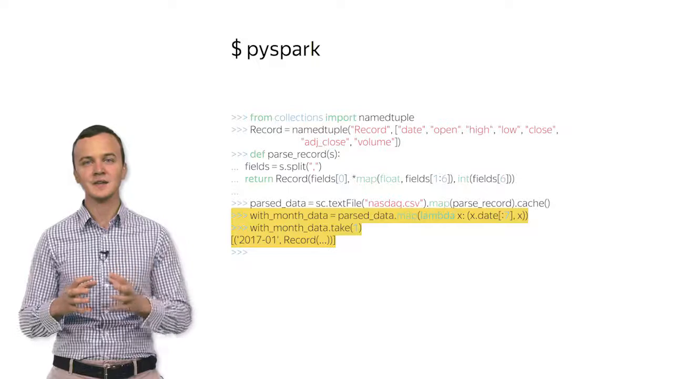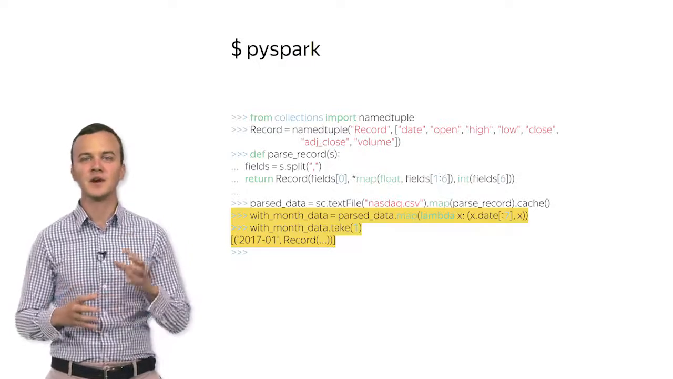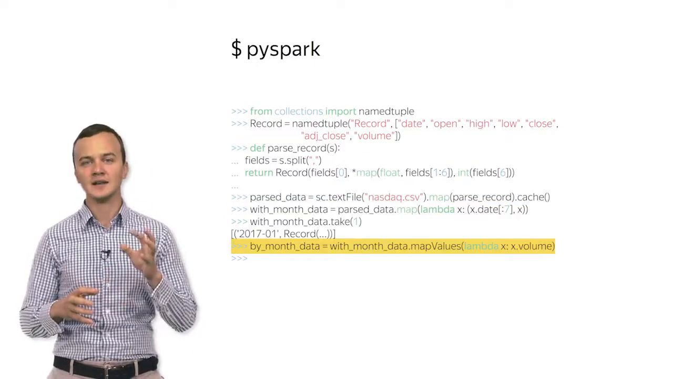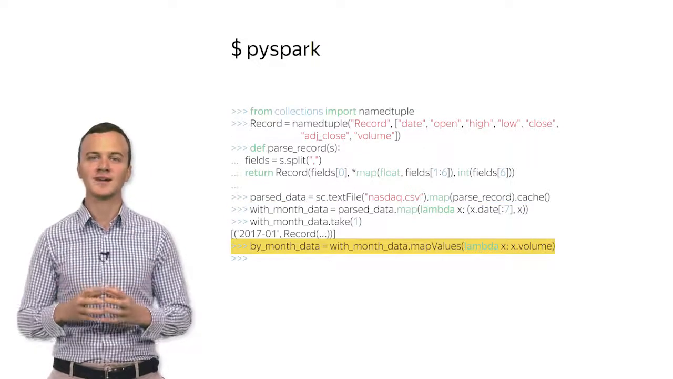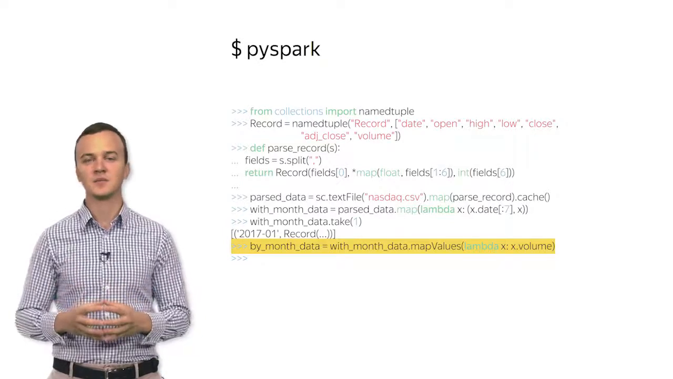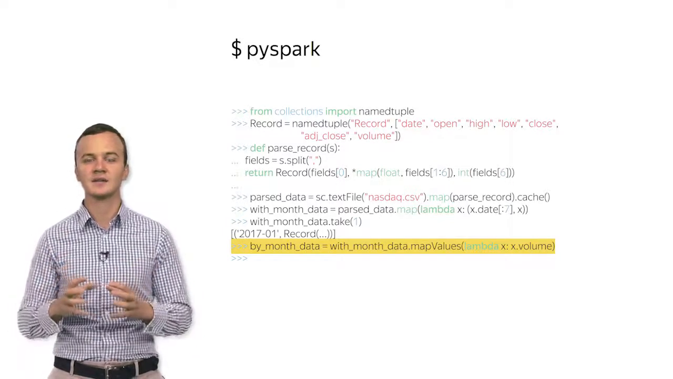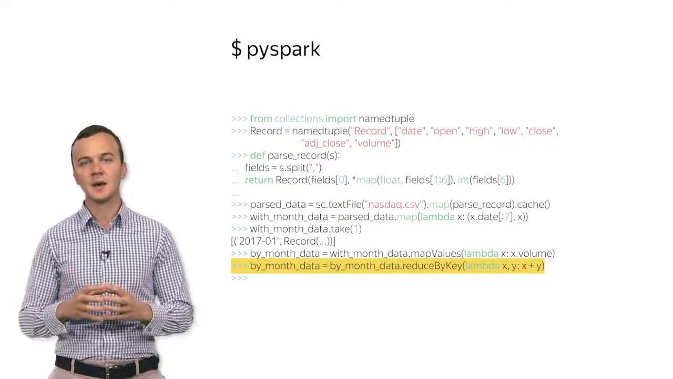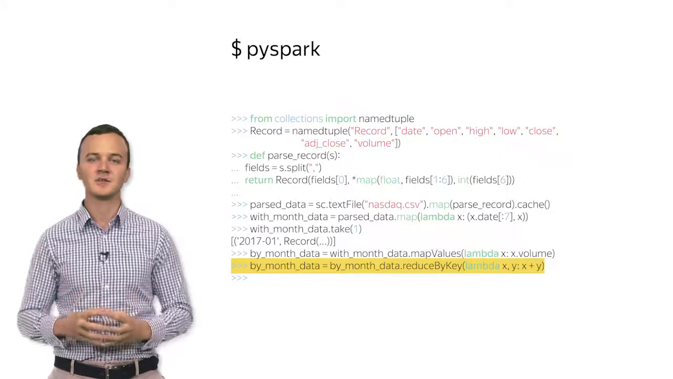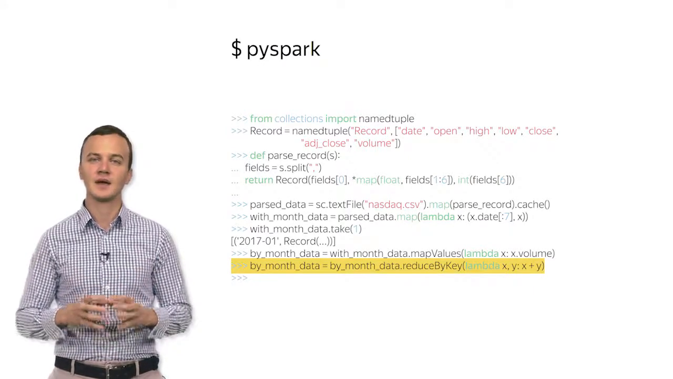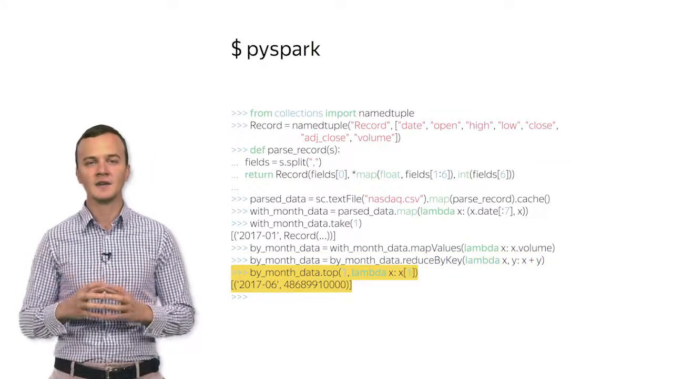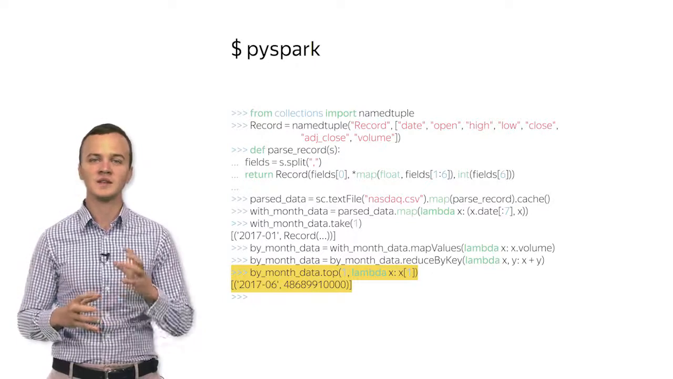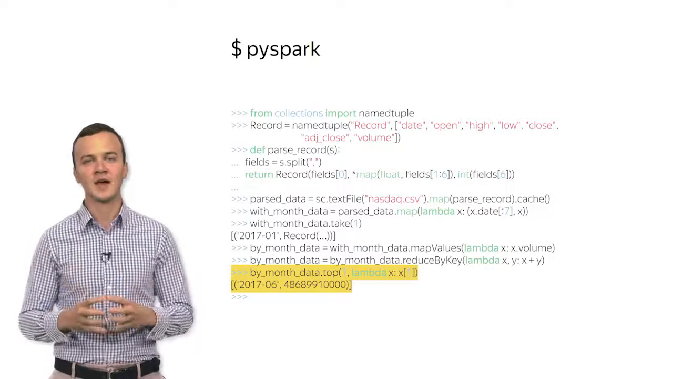Now, I can calculate the total trade volume for every month in my dataset. To do so, first, I need to extract the volume out of every record by applying the map transformation. Then, for every key, I need to sum all the values by applying the reduceByKey transformation. Given this data, I can find the month with the largest trade volume by invoking the top action with the volume as the sort key.